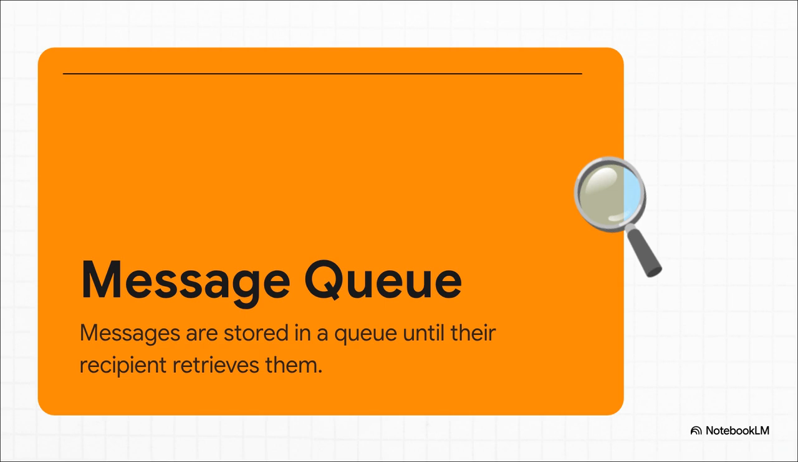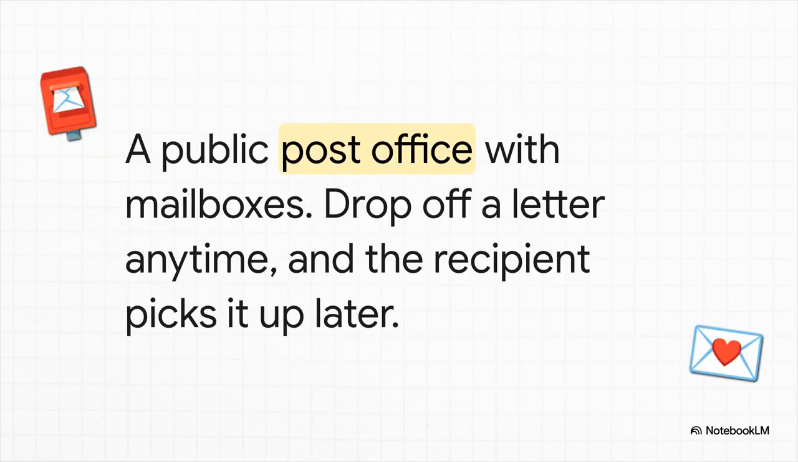And the key thing here is that the sender and receiver don't have to be active at the same time. The analogy here is a post office. One program can drop off a letter in another program's mailbox whenever it wants. The recipient program might be busy. It might not even be running. But later, when it's ready, it can just go to its mailbox and pick up any messages that are waiting.